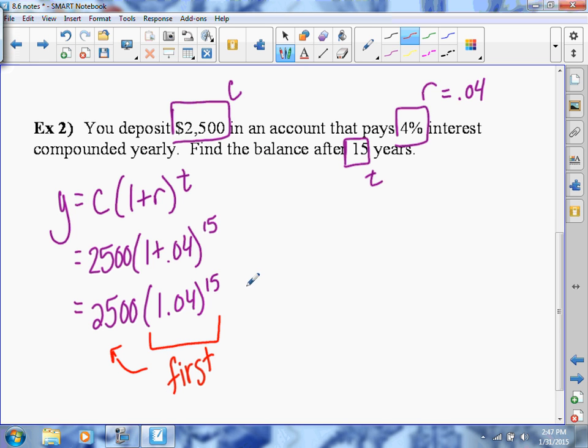Okay? And then when you do that, you should get, now this is money, so we're going to round our answer to 2 decimal places. So you should get $4,502.36.